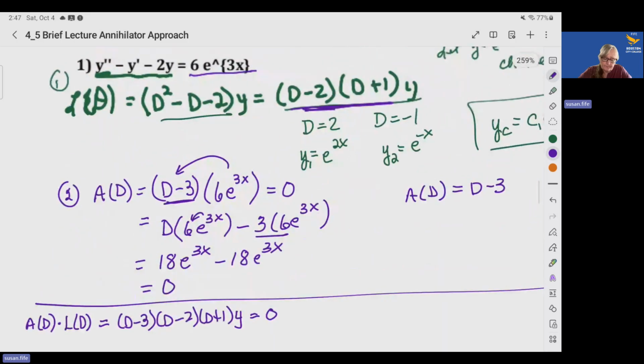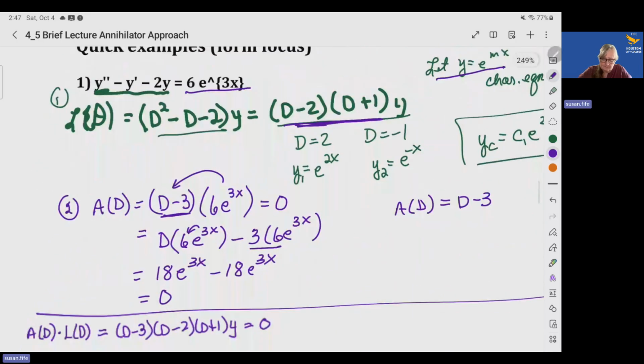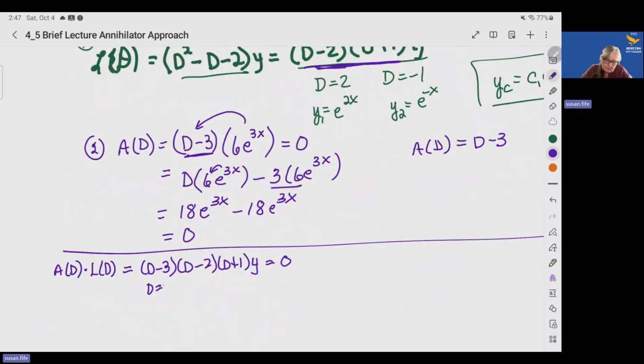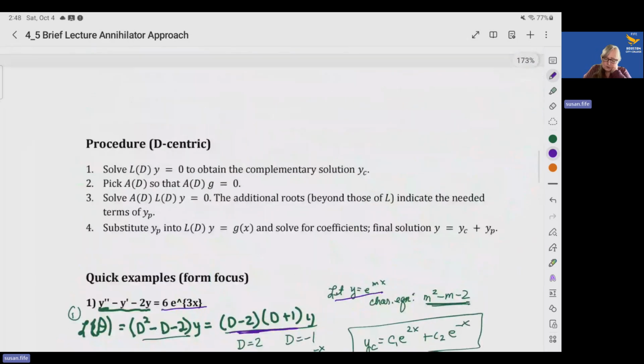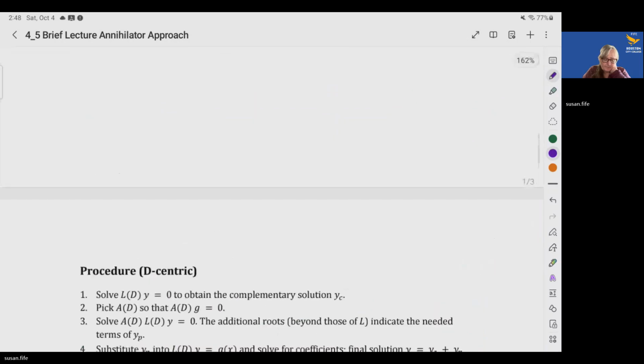I know my solutions from here are going to be D equals 3, D equals 2, D equals negative 1. So y, this is going to be my y sub p, is going to contain an e to the 3x, with coefficient A, plus B e to the 2x, plus C e to the negative x. Next we want to see if any of those terms already belong to the complementary solution, and we can just discard them.